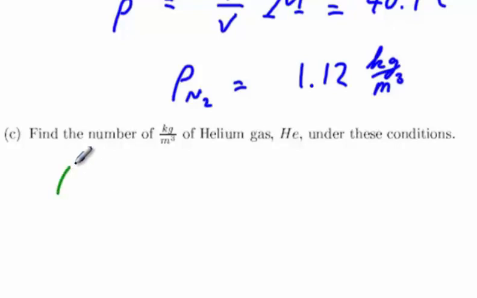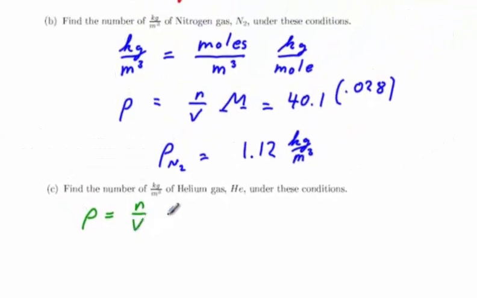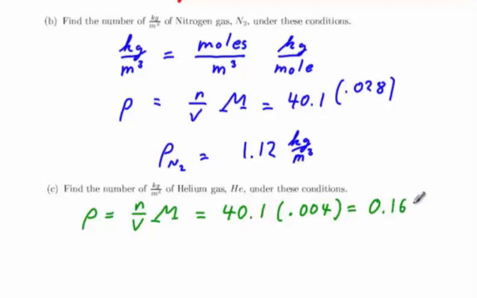And we recognize from the previous problem that the density will be equal to the moles per unit volume times the molecular weight. Although the moles per unit volume of any ideal gas under these conditions is 40.1 moles per cubic meter, this time, when we apply the molecular weight, we recognize that helium has 2 protons and 2 neutrons for a total molecular weight of 4 grams per mole, or 0.004 kilograms per mole. This leads us to a helium density of 0.16 kilograms per cubic meter.